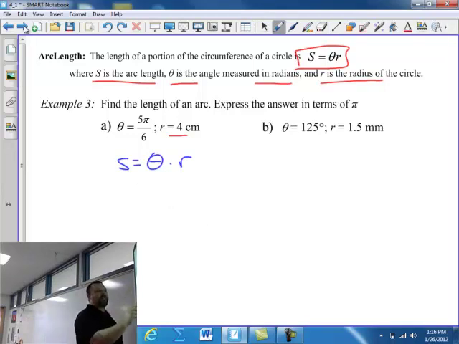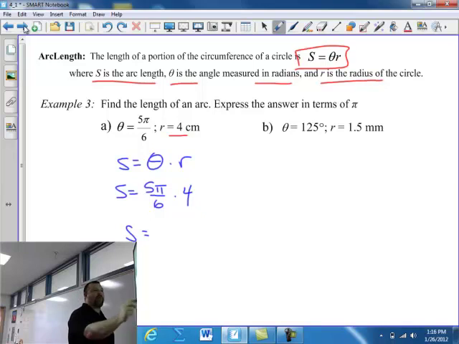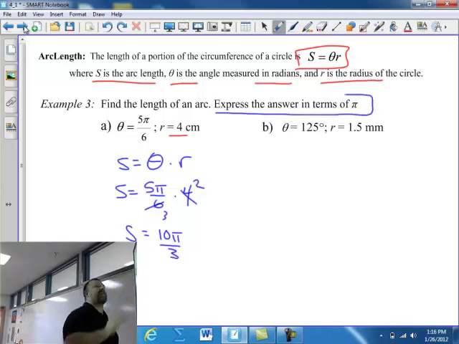What is theta? It's given to me as 5 pi over 6. The radius is 4. I simply multiply them together: 5 pi over 6 times 4. The 4 becomes 2, and the 6 becomes a 3. So this is 10 pi over 3. And if you read the directions, it says express the answer in terms of pi. So I have 10 pi over 3.